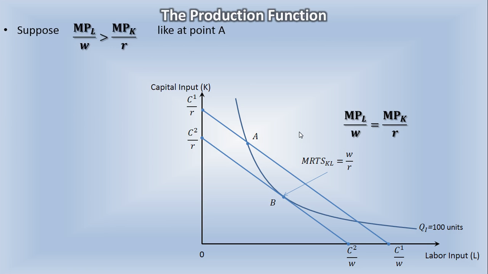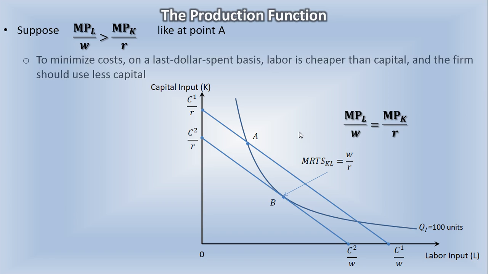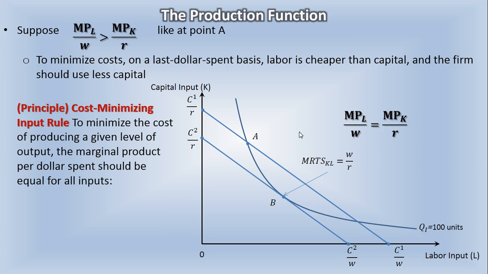So again, at point A, the extra amount of output per dollar spent on labor is greater than the extra amount of output per dollar spent on capital. So again, it makes sense to use more labor than capital. To minimize costs on a last dollar spent basis, labor is cheaper than capital and the firm should use less capital. Getting us to the principle, the cost minimizing input rule: to minimize the cost of producing a given level of output, the marginal product per dollar spent should be equal for all inputs.